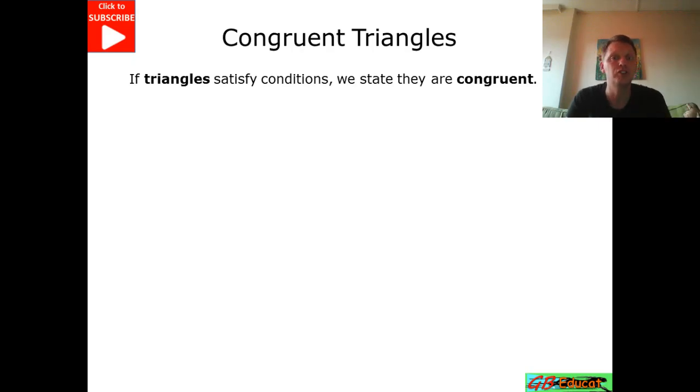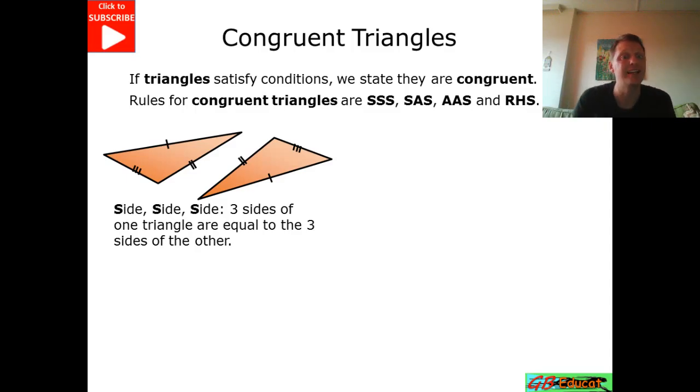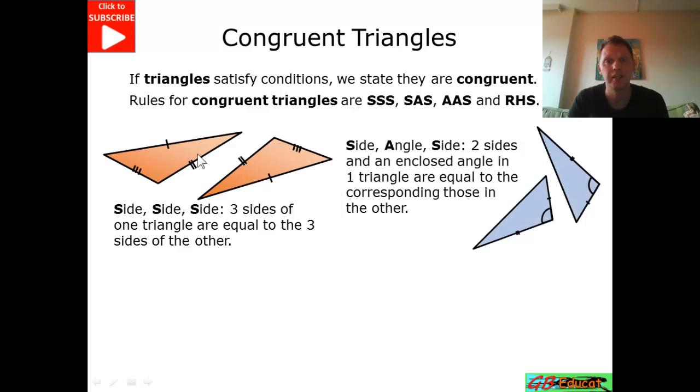Now, there are four rules which we can take a look at, that if the triangles satisfy these rules, we can state that they are congruent. So I'm going to be looking at SSS, SAS, AAS, and RHS. Now, SSS means that you are given all three side lengths and the corresponding side lengths are equal in both shapes. When we're talking about SAS, we're talking about two corresponding sides being the same, but also the enclosed angle, the angle that's actually included in the two side lengths of both shapes, are equal.